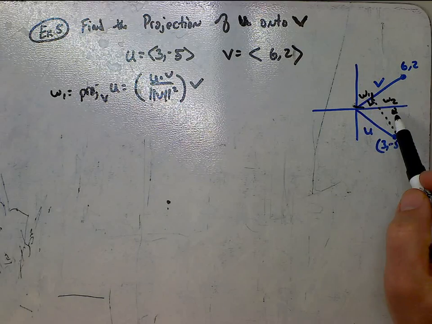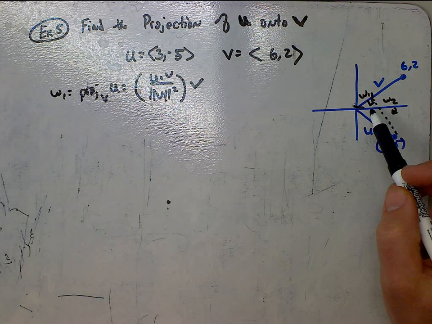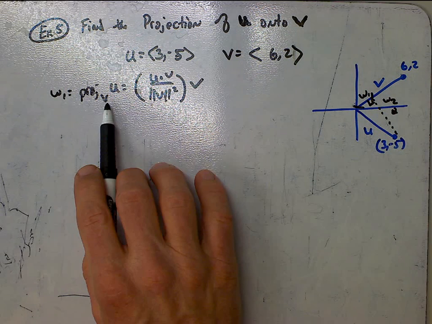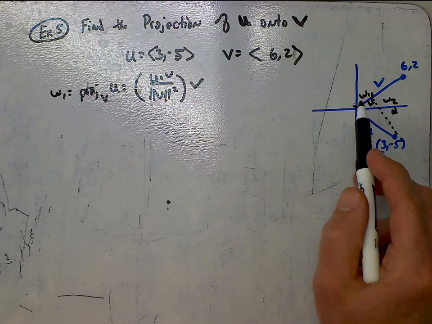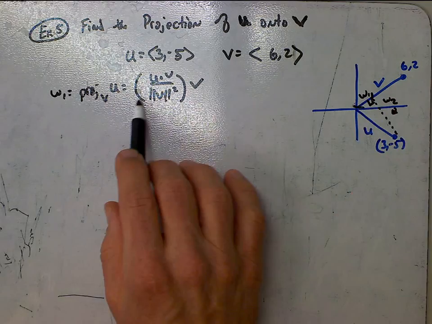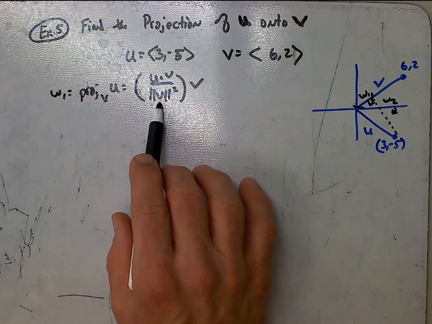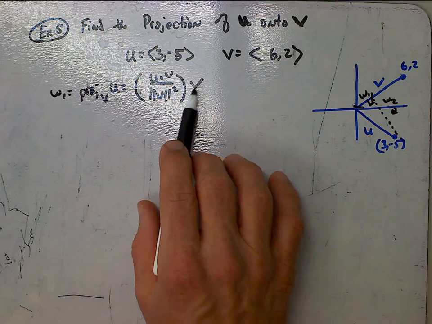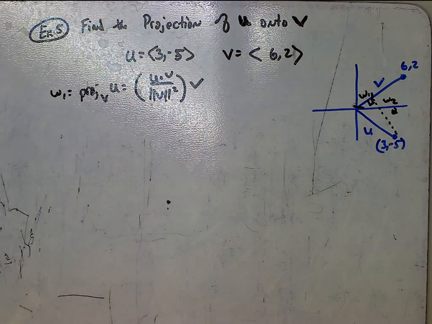They're both orthogonal to each other because of the right angle. So what we do is we have this formula: w1, meaning this little vector right here, is going to be u dot v over the magnitude of v squared, times v. So the first thing we're going to do is find u dot v.